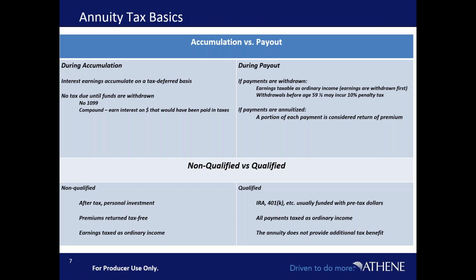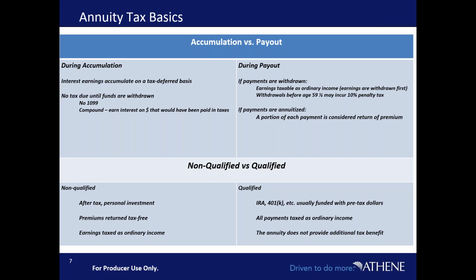So let's talk about some tax basics of an annuity, and we'll talk about accumulation versus payout. During the accumulation period, interest earnings accumulate on a tax-deferred basis. That's a big plus for annuities. They are tax-deferred. No taxes are due until the funds are withdrawn. Any gains you make inside the annuity contract are tax-deferred until you take those gains out, at which point they would be taxed, but there's no 1099 for those gains, and that interest is compounded.